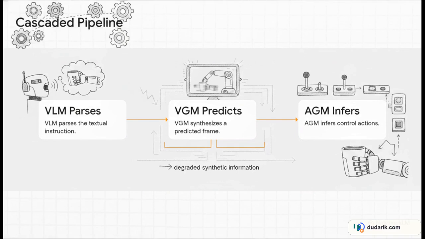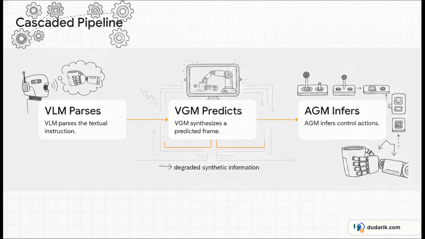To really understand why this new solution is such a big deal, we first have to understand the problem with the old way of doing things. Traditionally, these systems use what's called a cascaded pipeline. They're just chaining separate modules together. So step one, a vision language model, or VLM, parses a human instruction. Let's say, pick up the cup. Then, step two, a video generation model, the VGM, takes that parsed instruction and actually synthesizes a predicted visual frame of what the future should look like.